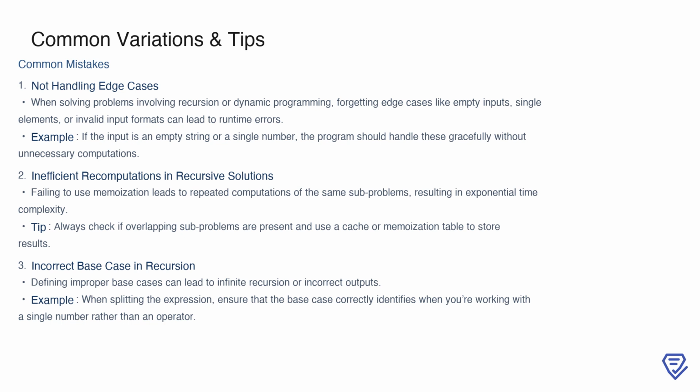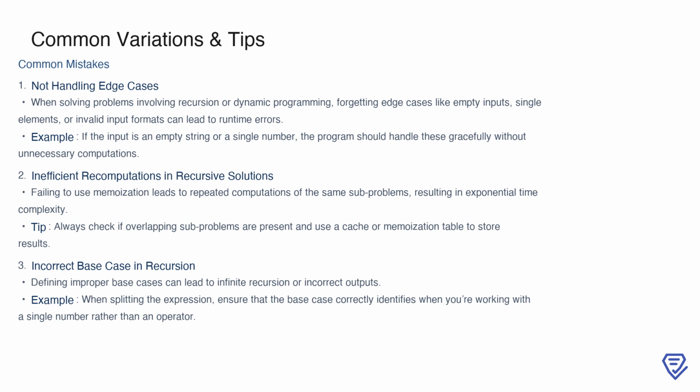Next, inefficient recomputations in recursive solutions can drastically slow down your code. Without memoization, the same subproblems might be solved repeatedly, leading to exponential time complexity. To address this, use a cache or memoization table to store results of previously solved subproblems.